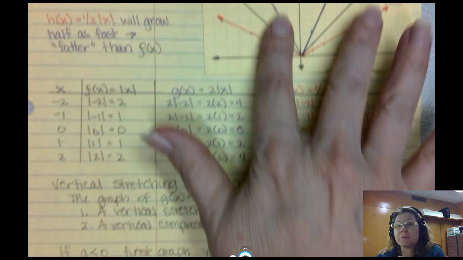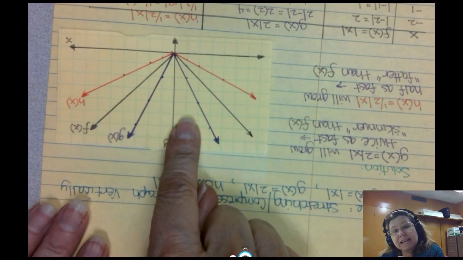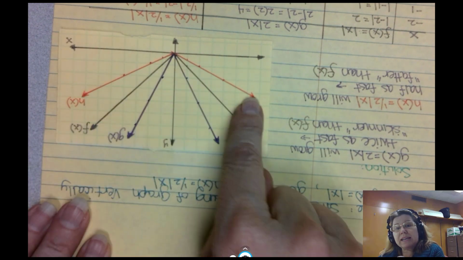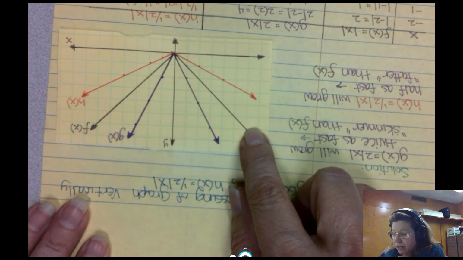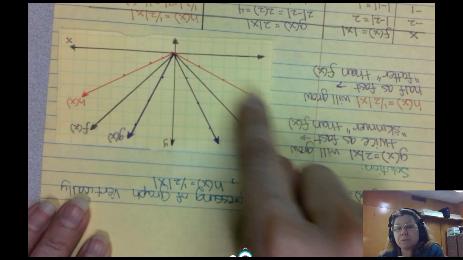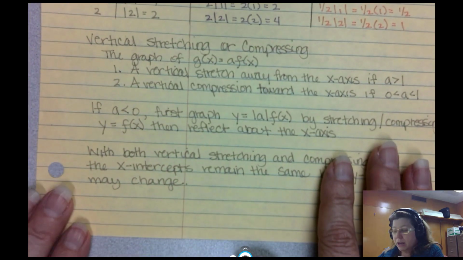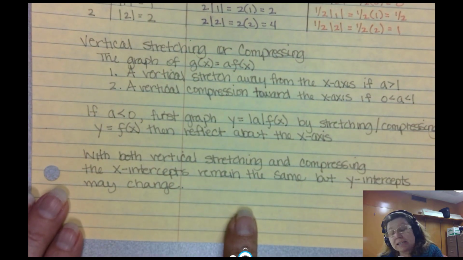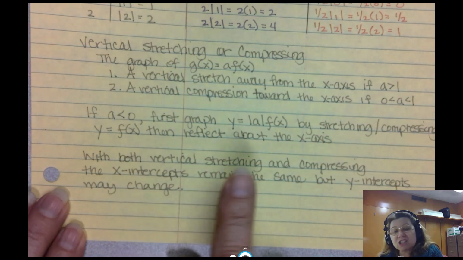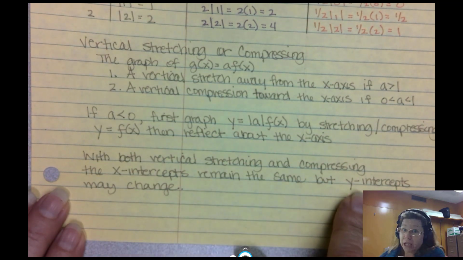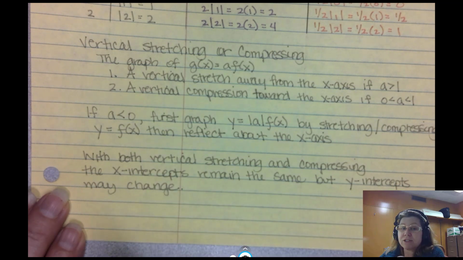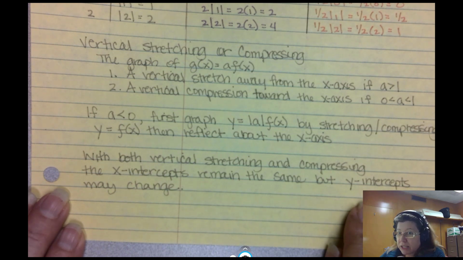So it won't be pointing up this way anymore. It will be downward if it's negative. So all of these, if these were negative, if this was a -2, a -1, and a -1/2, they would all be facing downward, not upward. Okay. With either one of these, stretching and compressing, the x-intercepts actually stayed the same, but the y-intercepts may change. X-intercepts stay the same, but the y-intercepts might change. It's not a guarantee, but they might change with vertical stretching.